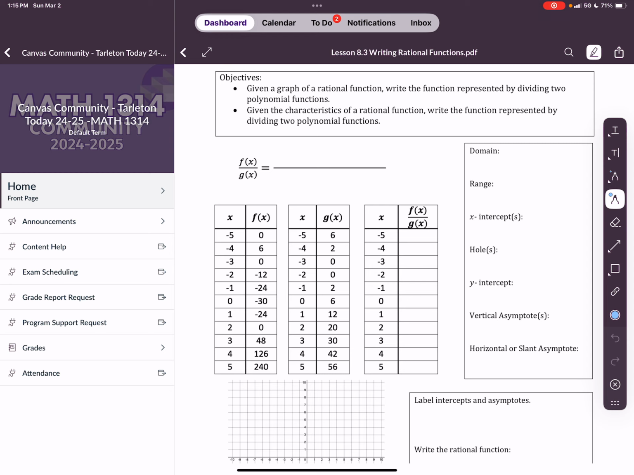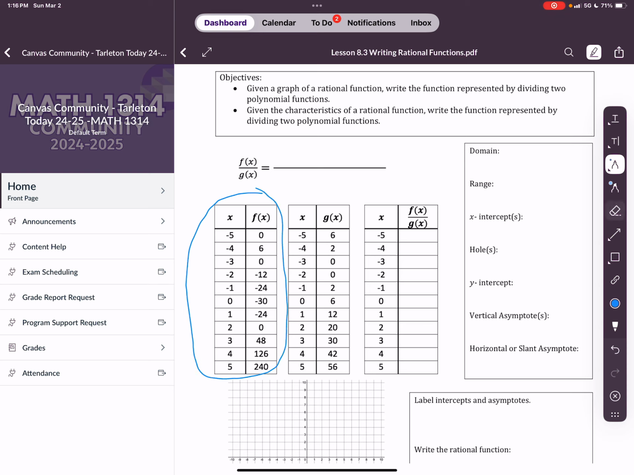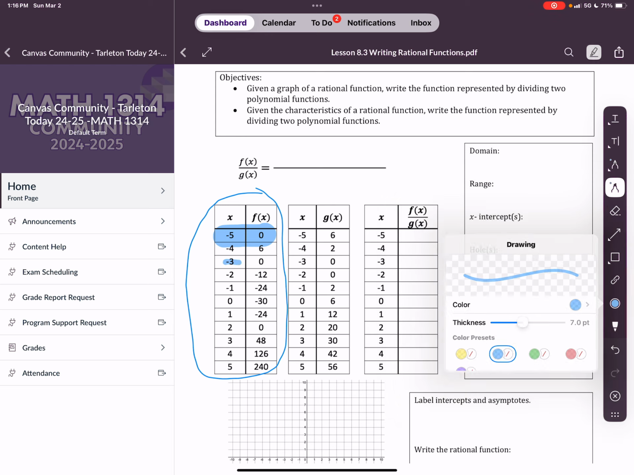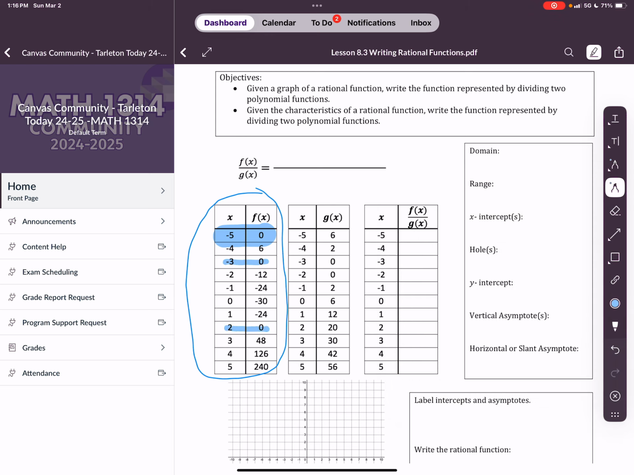So what we're going to look at is this table over here. I'm going to circle the table we're looking at. So this first table that we're looking at, okay, we're going to look to see, well, where are our x-intercepts? And so as a reminder, your x-intercepts are anywhere where y is 0, okay? So your value where y is 0. So these three values right here, those would be our x-intercepts.